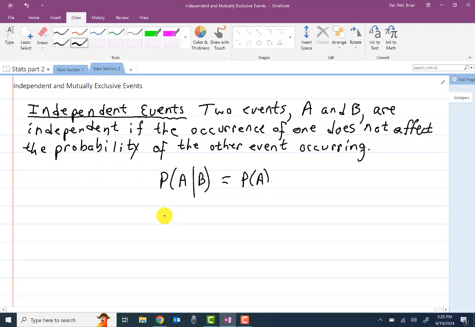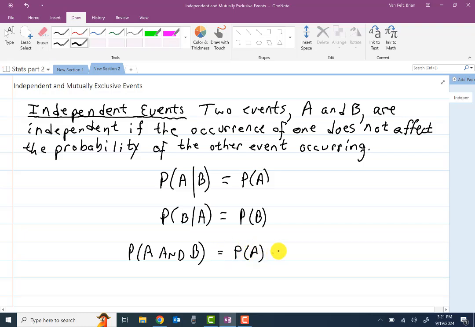Similarly, another thing that happens is if you switch them around, in this case it says since A already happened, it had no effect on the probability that B would actually happen. One last thing. If you have the probability of A and B, that equals the probability of A times the probability of B.